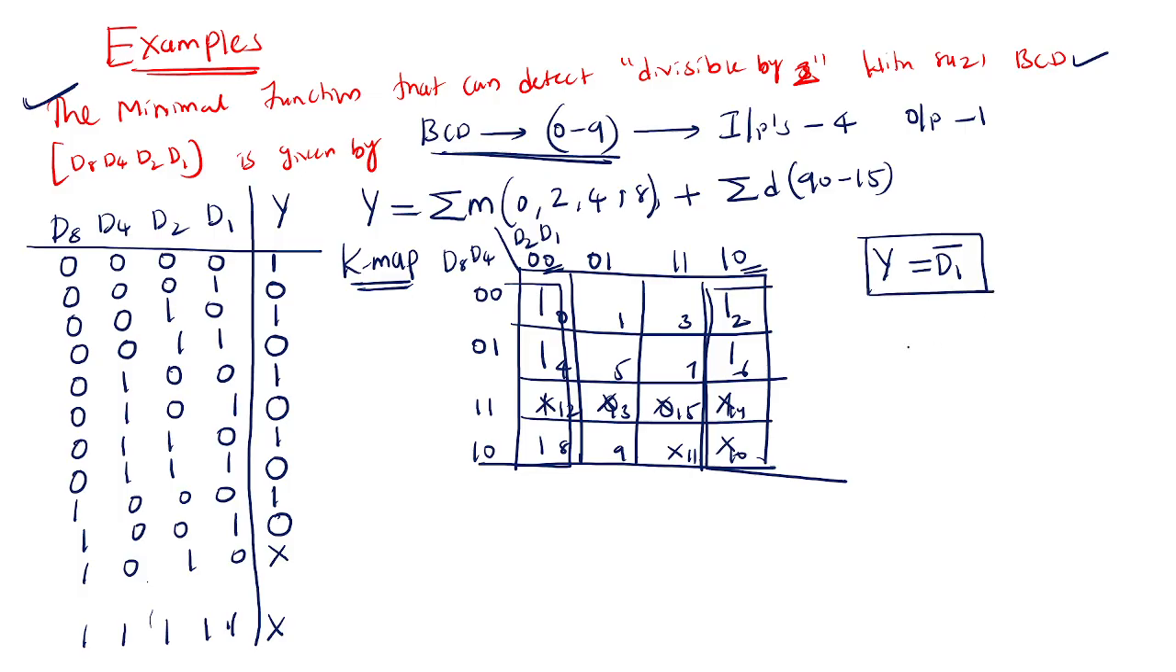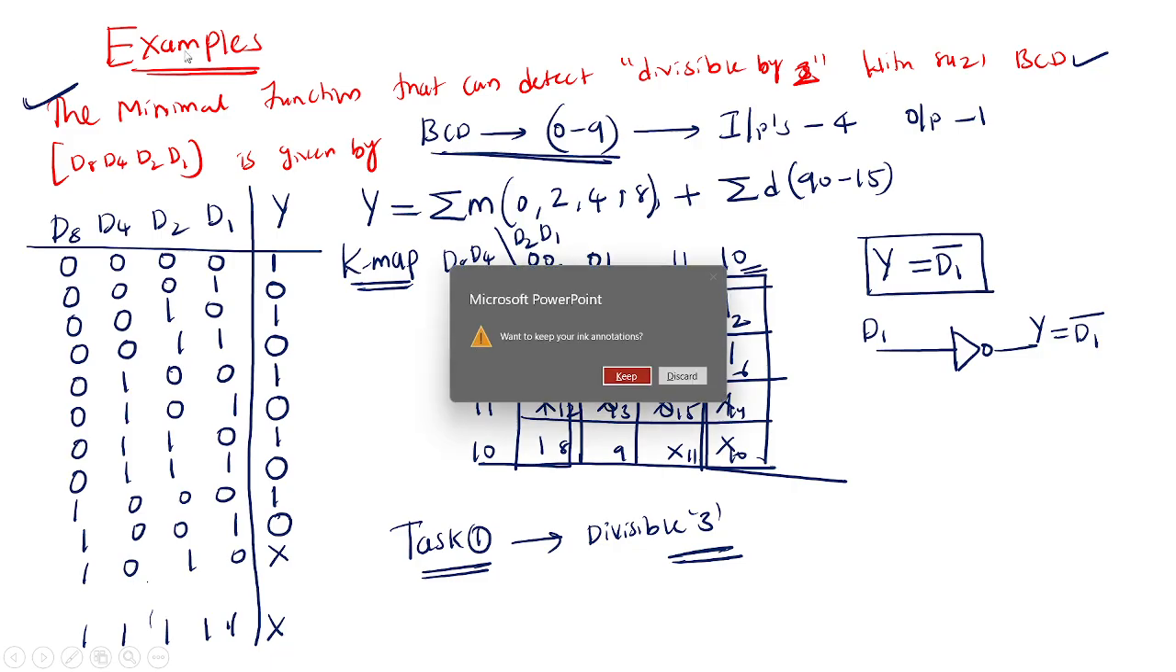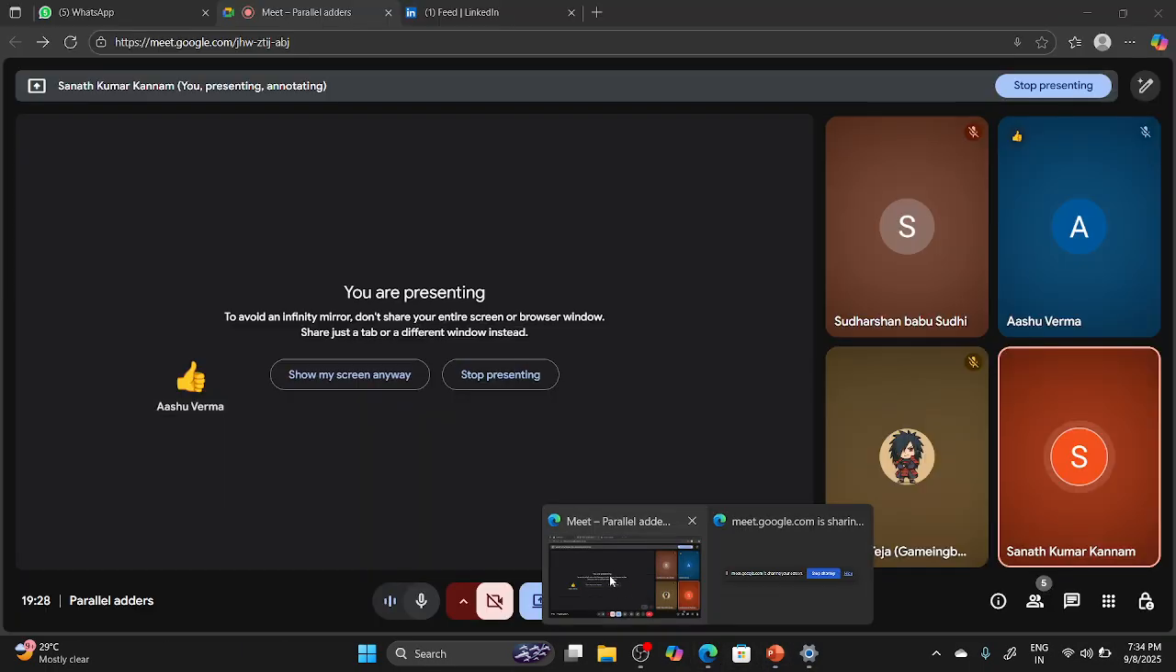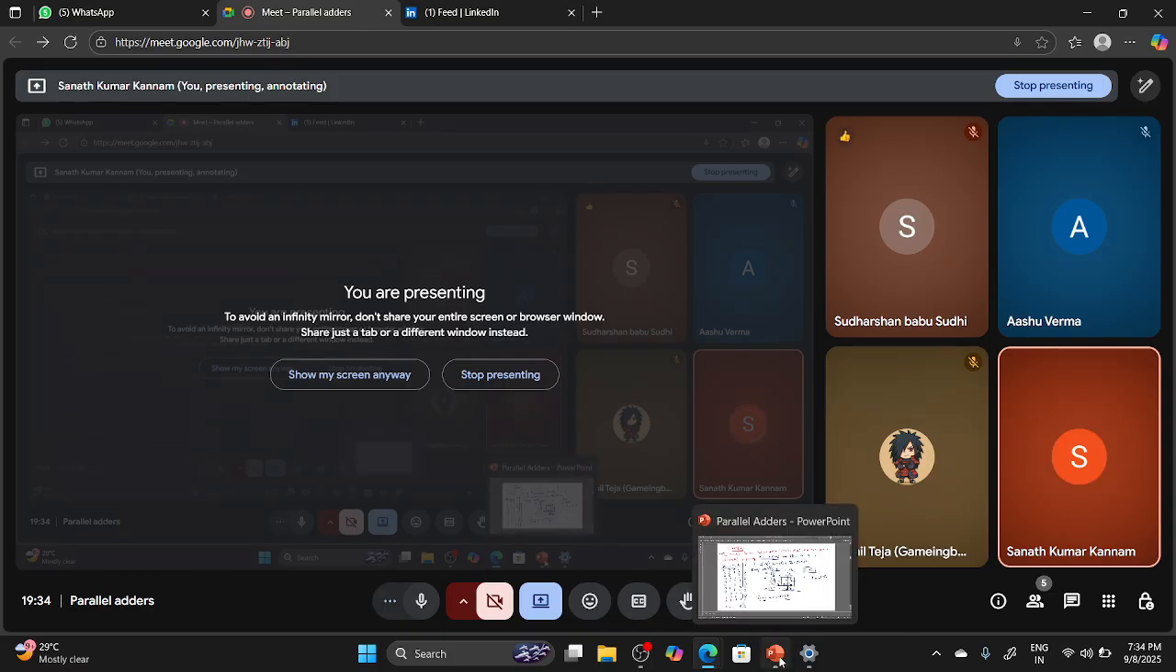So how will you design it? This is just one inverter on D1, and Y equals D1 bar. Your task is to do this and share it in the group: design a circuit to detect numbers divisible by 3. Is it fine? Any doubt in this? Yes. Okay, next you see.